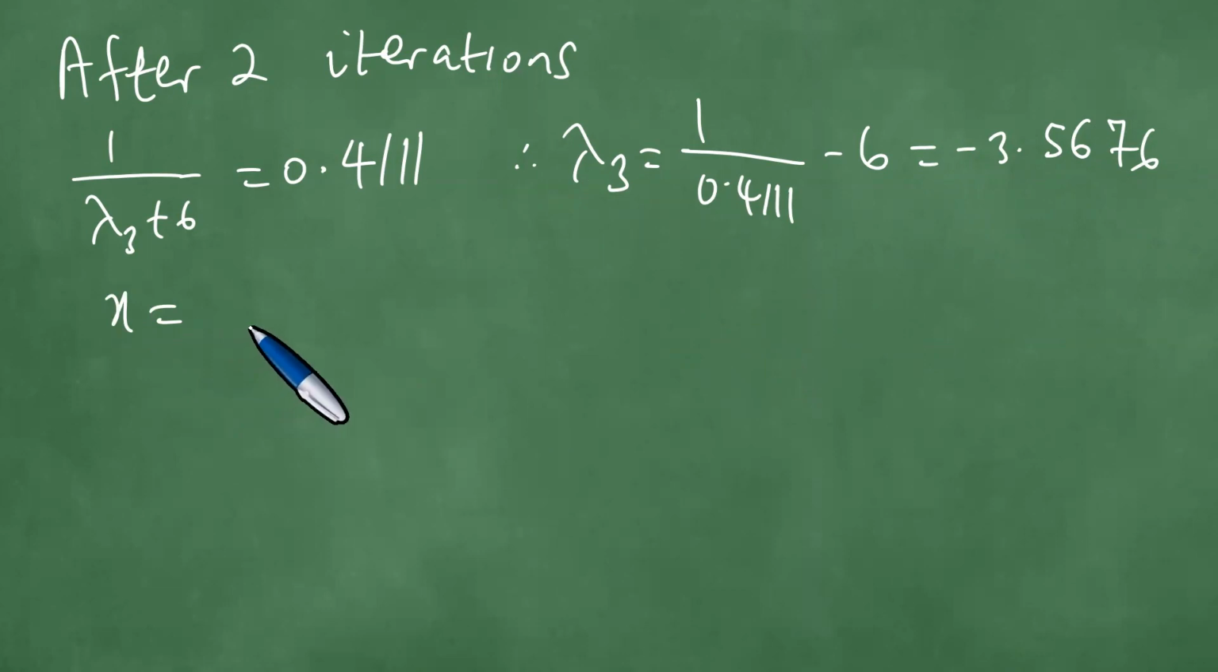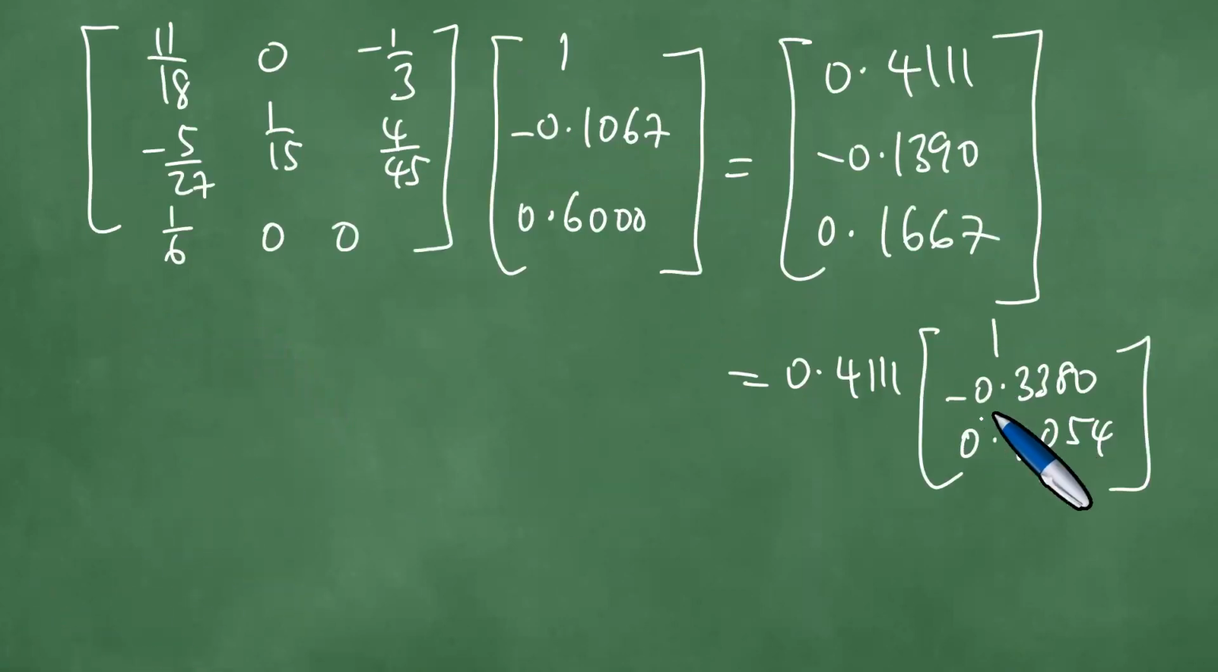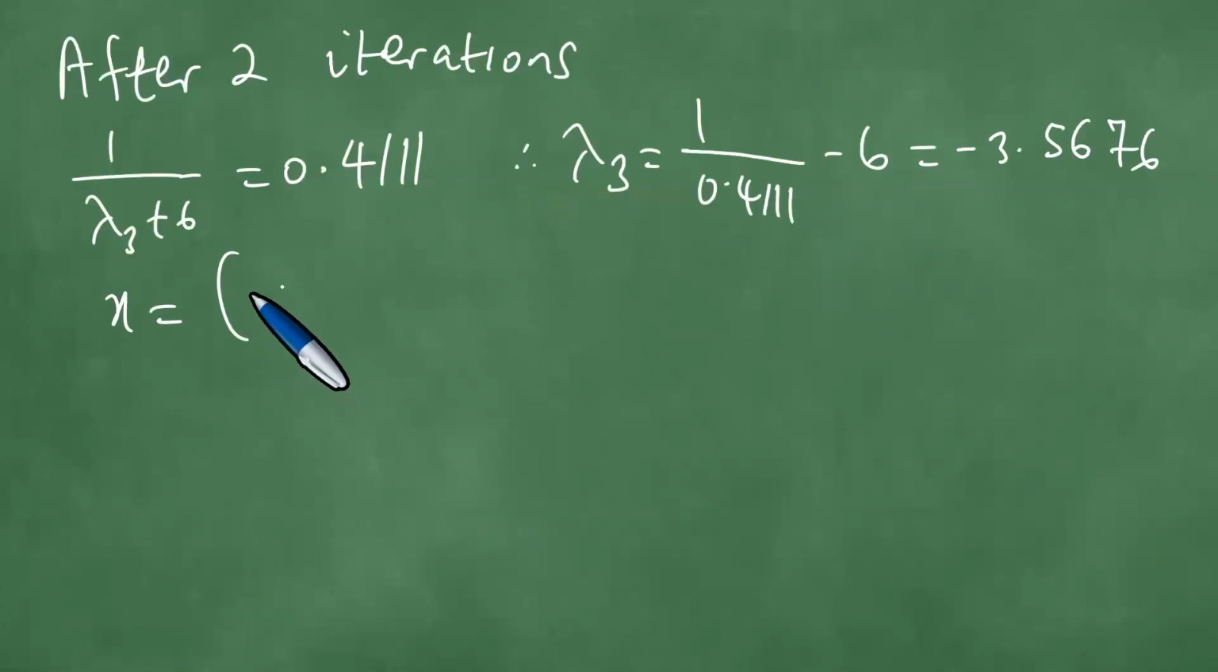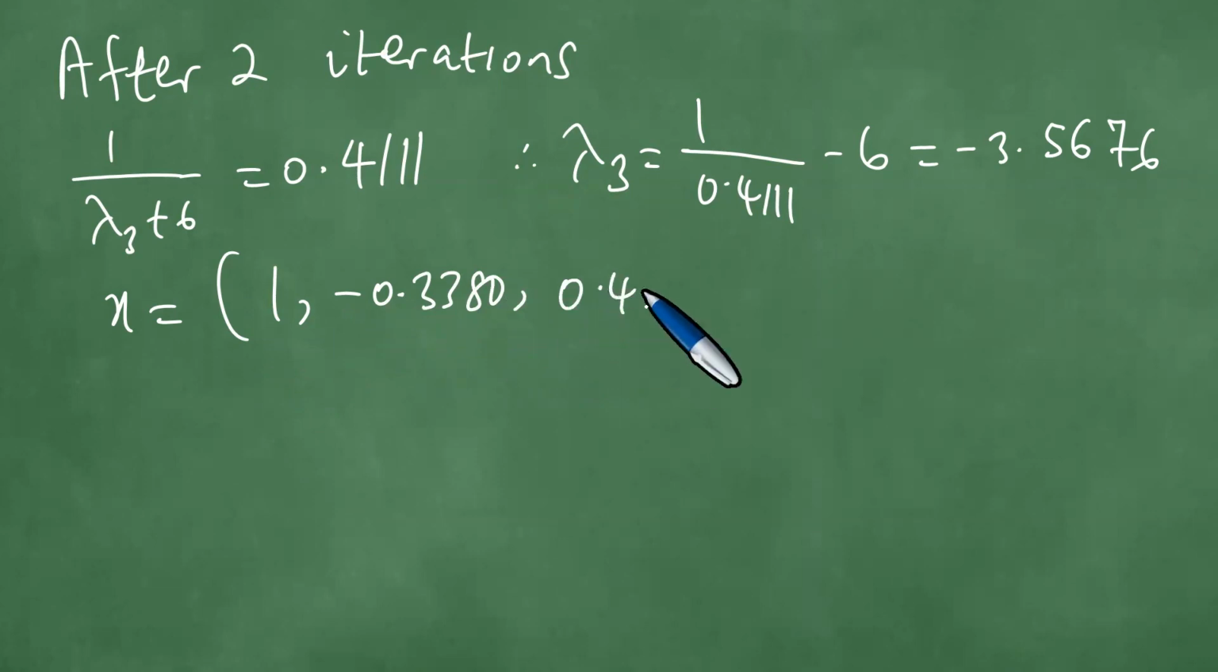X becomes the eigenvector, which is exactly 1, 0.3380, 0.4054, which becomes the eigenvector 1, 0.3380, 0.4054.